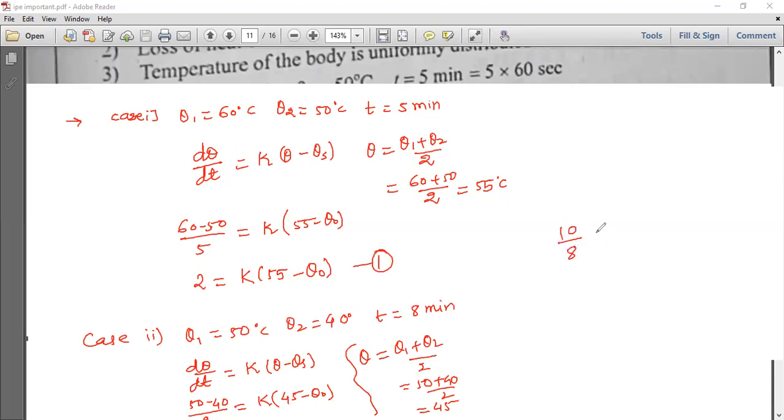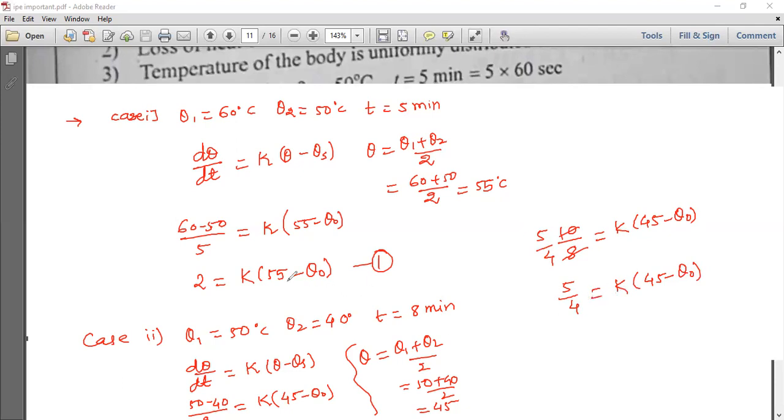Okay, so this is again how much? 10 by 8 is equal to k into (45 minus θ naught), and this is how much? 5 by 4. 5 by 4 is equal to k into (45 minus θ naught).